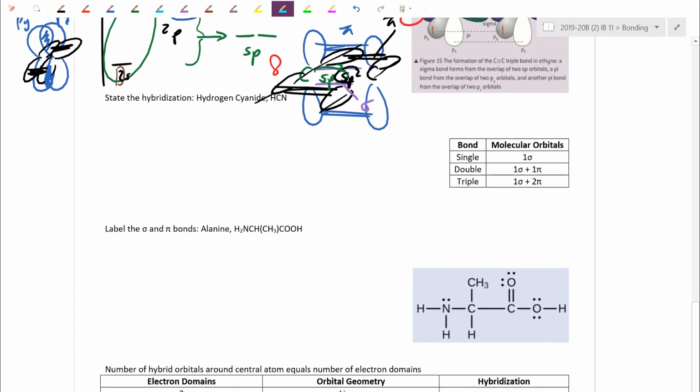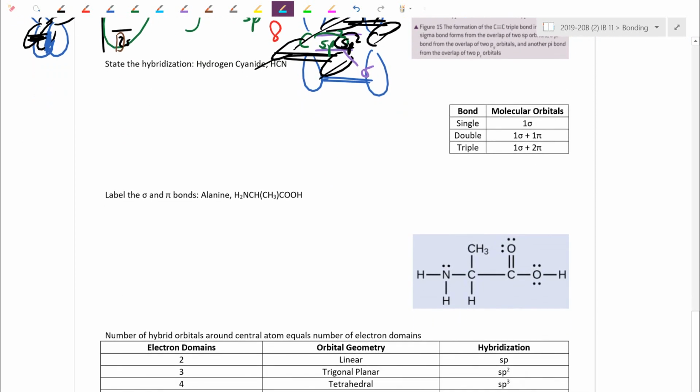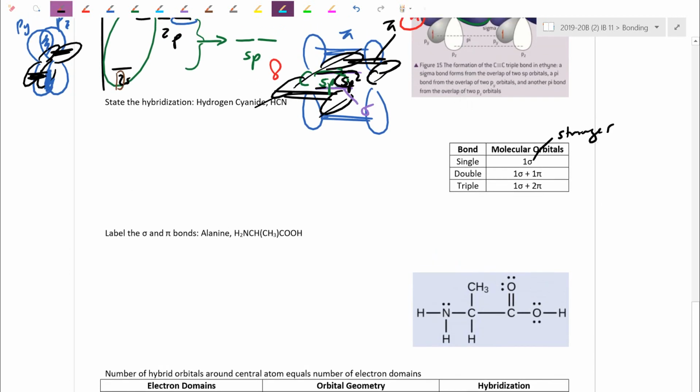So not only does hybridizing fix our models and put our models together, it makes good predictions. As I mentioned, the questions themselves are not too bad. We just saw sigma bonds are always the stronger of the 2 types. So every single bond is a sigma bond. A double bond is comprised of 1 sigma, 1 pi, 1 strong, 1 weak. And a triple bond, just like we saw, has one sigma in between the centers, and the other 2 are pi bonds.